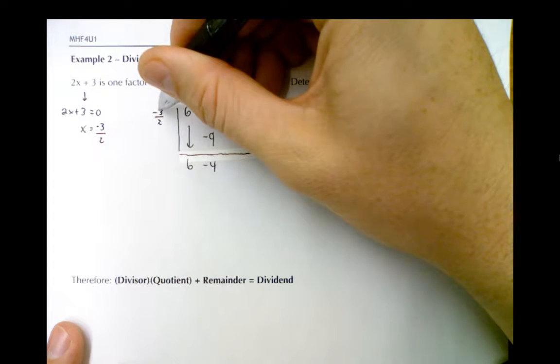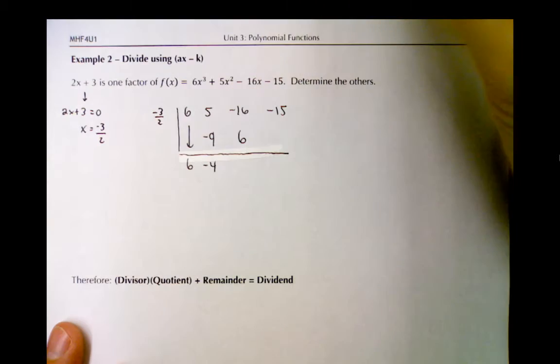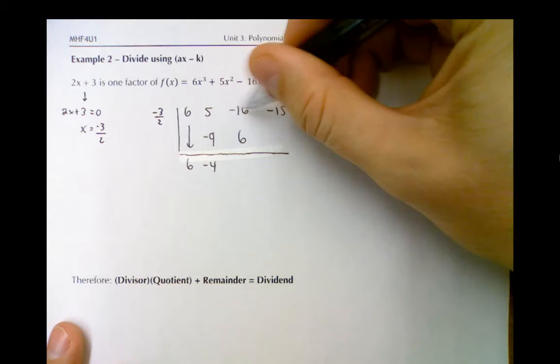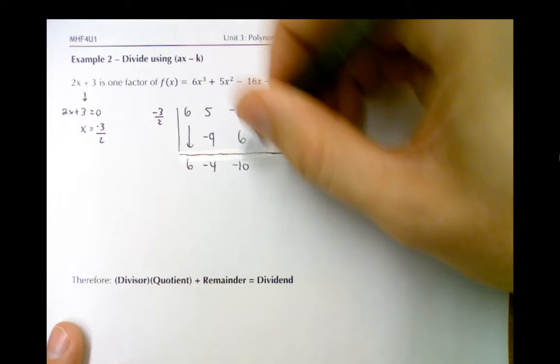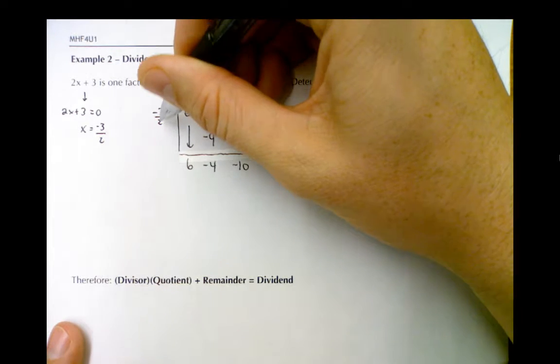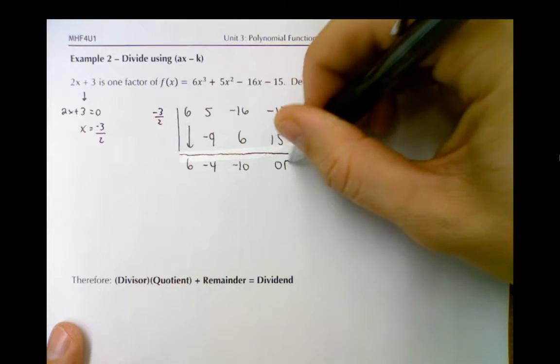Negative 4 times negative 3 is 12, divided by 2 is 6. Add down the column, negative 16 plus 6 is negative 10. Negative 10 times negative 3 is 30, divided by 2 is 15. Add down the column, we get a 0 remainder.